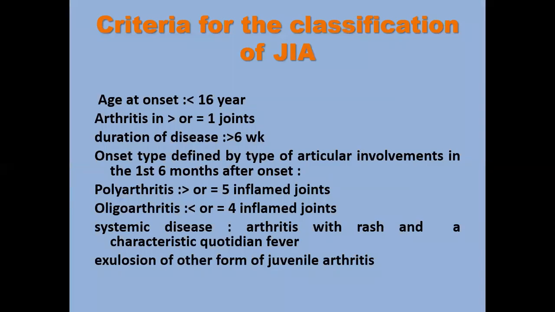Criteria for the classification of juvenile idiopathic arthritis: age at onset less than 16 years; arthritis in one or more joints; duration of disease more than 6 weeks; onset type defined by the type of articular involvement in the first 6 months after onset. Polyarthritis if more than 4 inflamed joints, or oligoarthritis if fewer than 5. Systemic disease: arthritis with rash and characteristic quotidian fever, which is fever that occurs every day. Exclusion of other forms of juvenile arthritis.